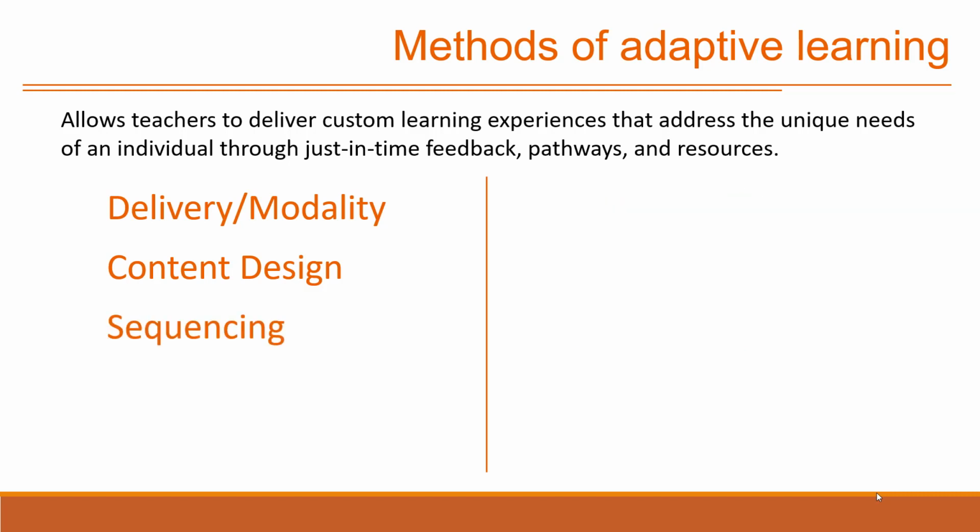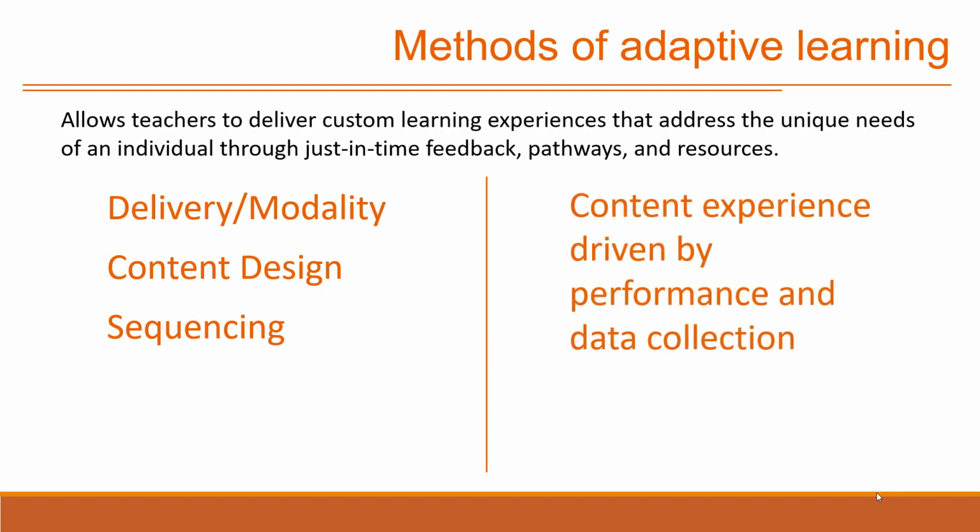Next is adaptive sequencing. Adaptive sequencing is the most commonly recognized form of adaptive learning. This is the closed-loop experience identified in the original definition. In this method, the content experience is driven by overall performance and data collection. This method is the most difficult to implement, but it results in highly personalized learning experiences.